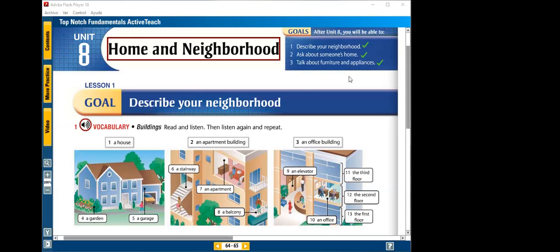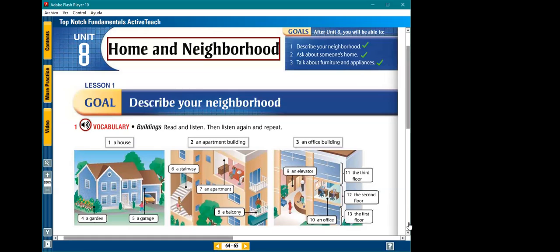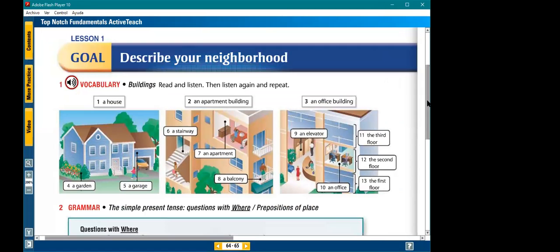So students, let's start first with the vocabulary. Vamos a empezar aquí con el vocabulario. This vocabulary, students, is very important to start with the unit. So please try to pay attention. Let's start. Goal number 1: describe your neighborhood. That is the first goal. And, well, listen to the vocabulary.